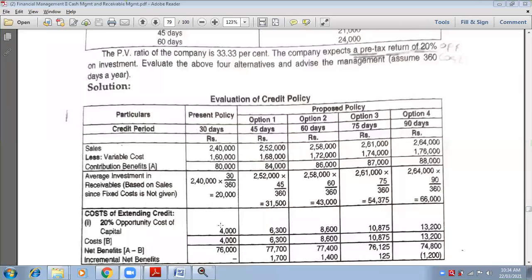So where were we here? Average investment in debtors. It will be based on sales, since the fixed cost is not given.